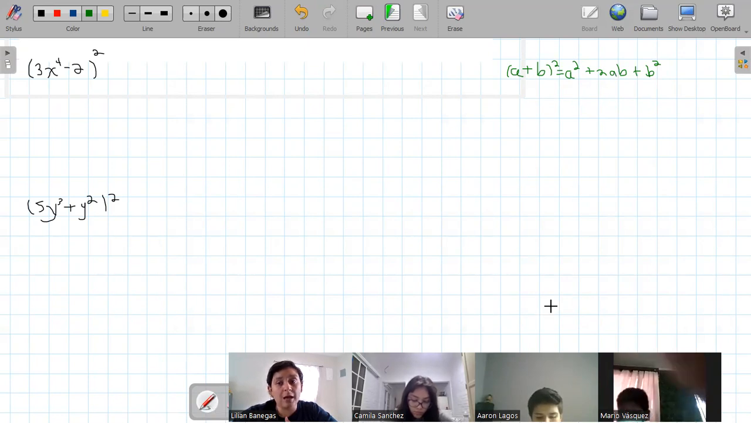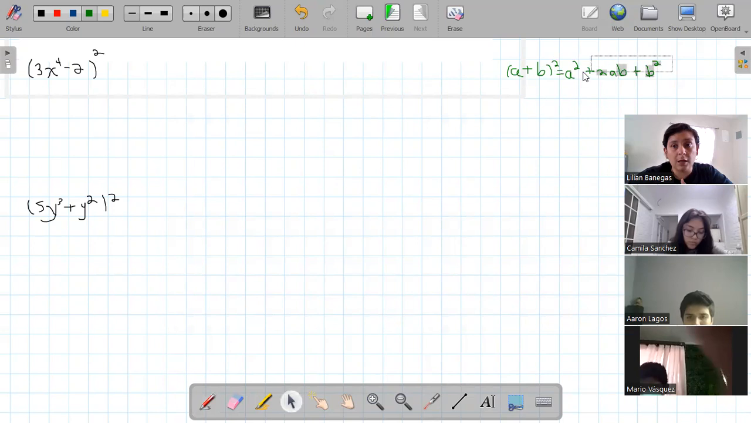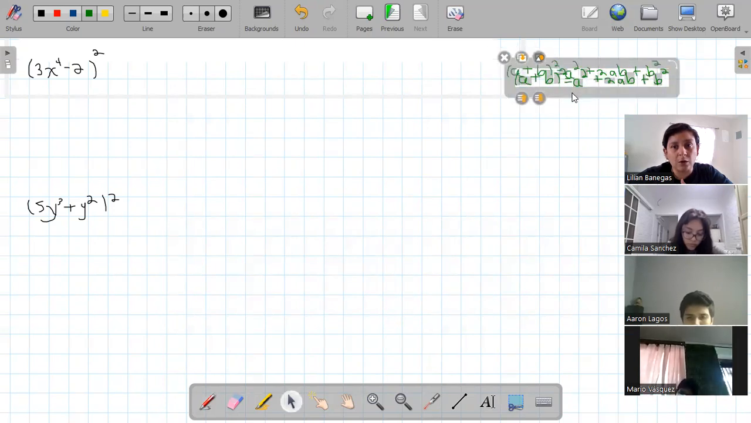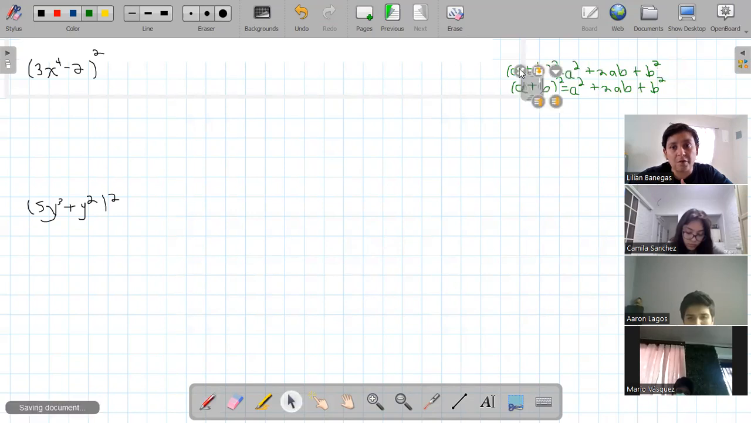Now we are going to have our second formula, and it is basically the same thing. The only thing that changes is that since this is a subtraction of perfect squares, we are going to have a subtraction in our first term as well. So let's continue with that.